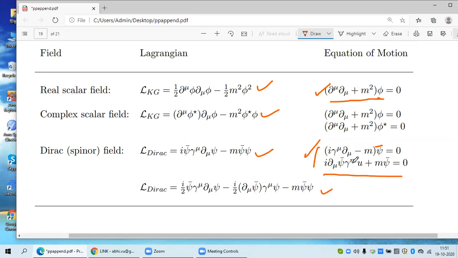Sorry, there is a mistake here. This should be lambda mu, a LaTeX mistake.